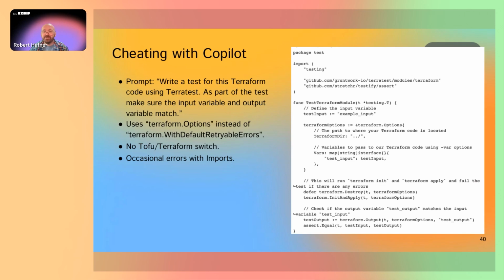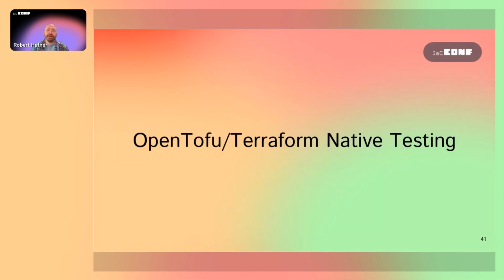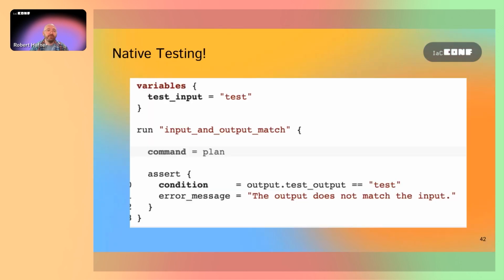Copilot is also very interesting for testing. It works very well for TerraTest, but it does have some problems. It might not use the most up-to-date or appropriate options, so I recommend starting with your own structure and then telling it to write the tests inside of that. All right, so Terraform and Tofu now have a native testing suite. Very, very simple.